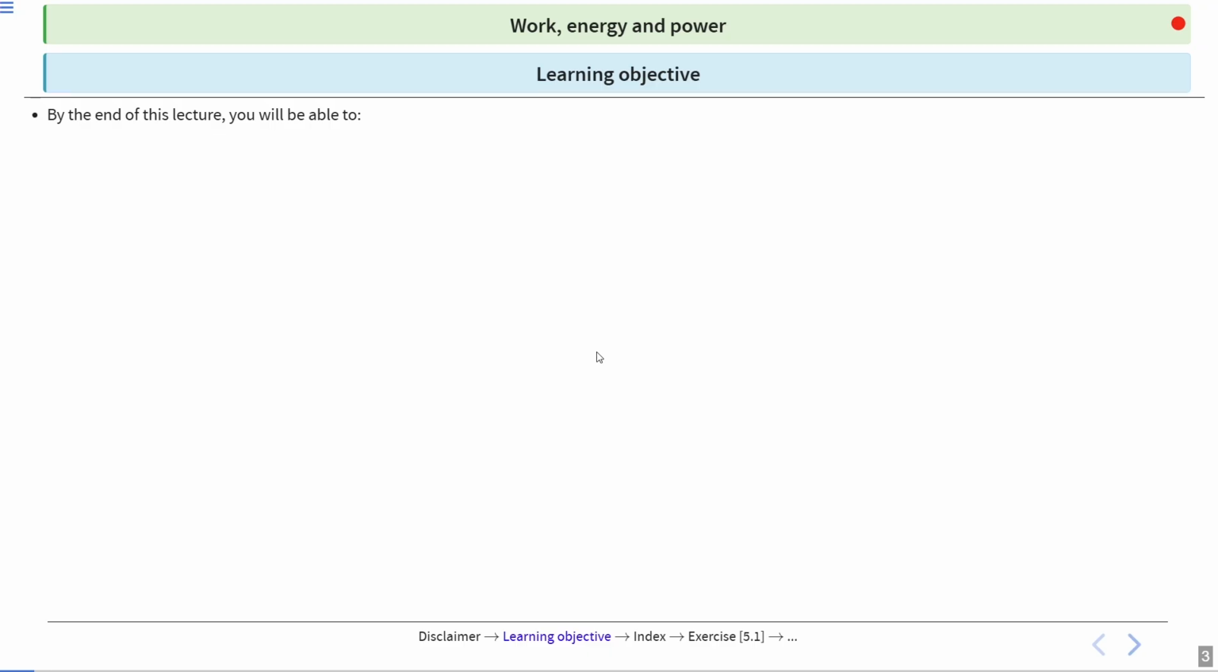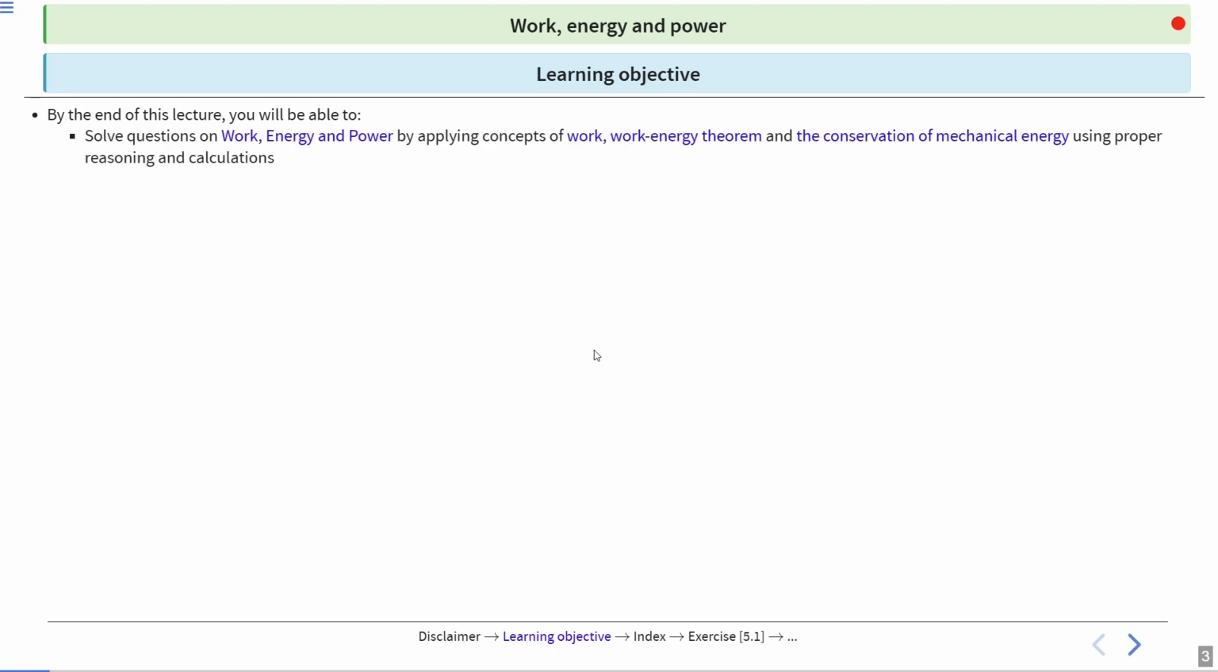Learning objective: by the end of this lecture you will be able to solve questions on work energy and power by applying concepts of work energy theorem, and conservation of mechanical energy using proper reasoning and calculations.